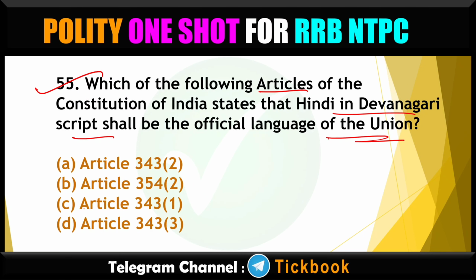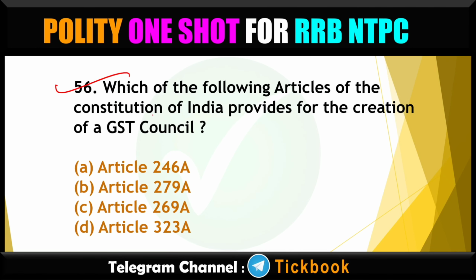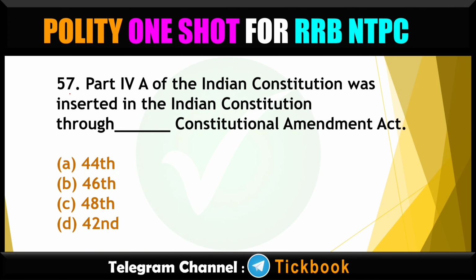55. Option number C, Article 343. 56. Which of the following articles of the Constitution of India provides for the creation of a GST Council? Option number B is the right answer, Article 279A.